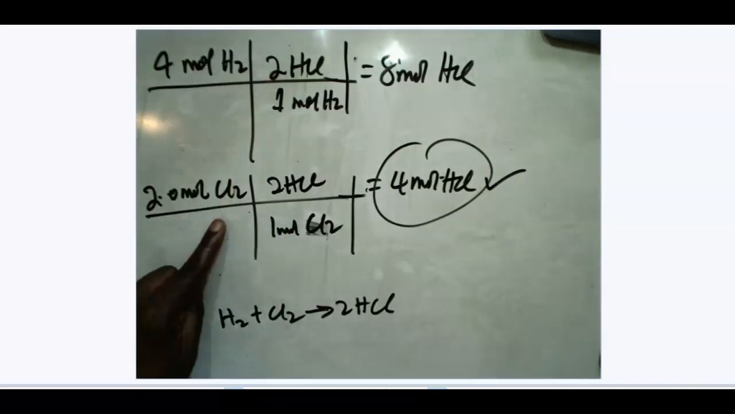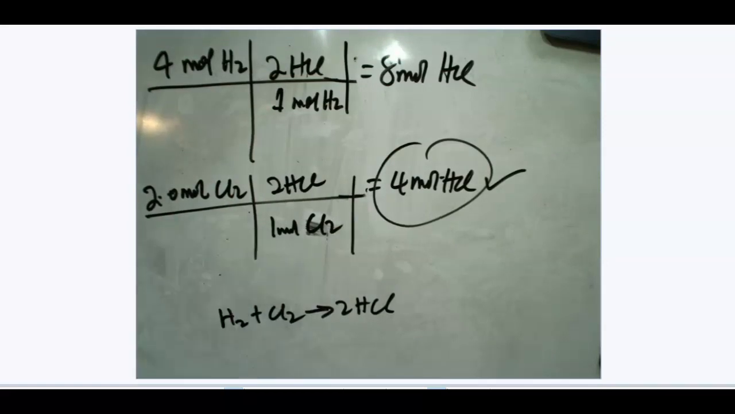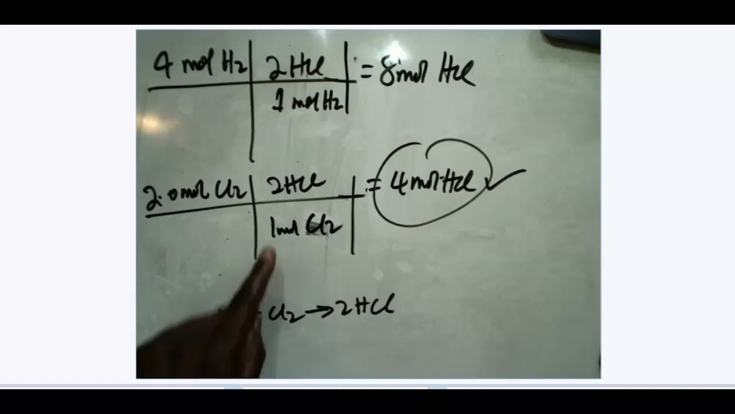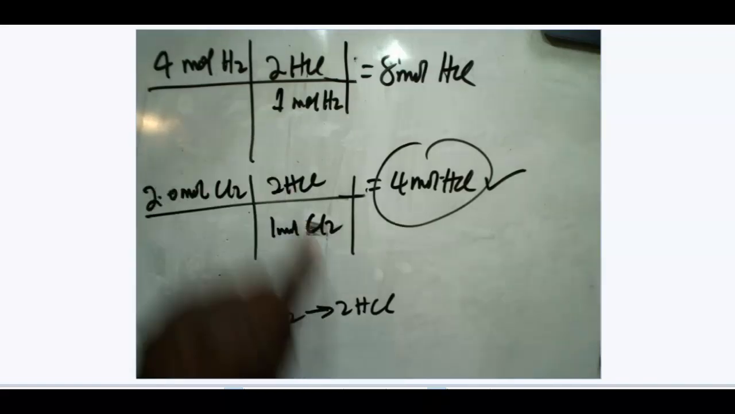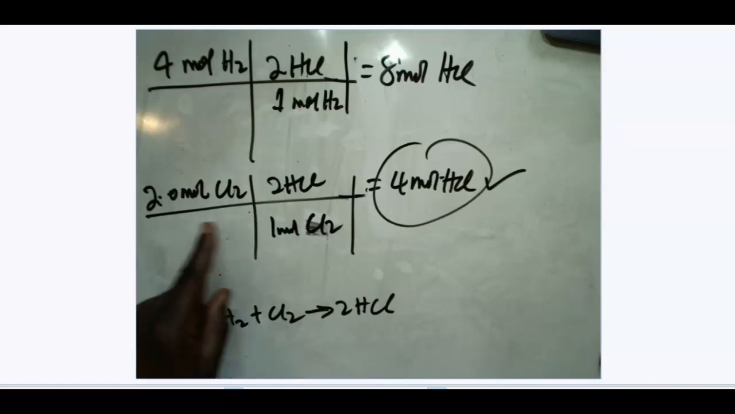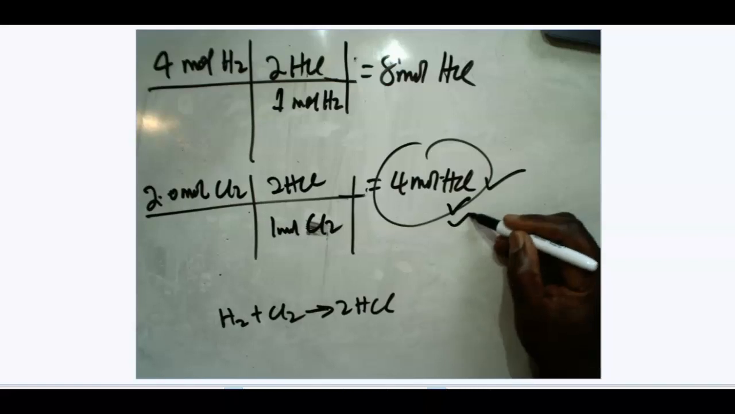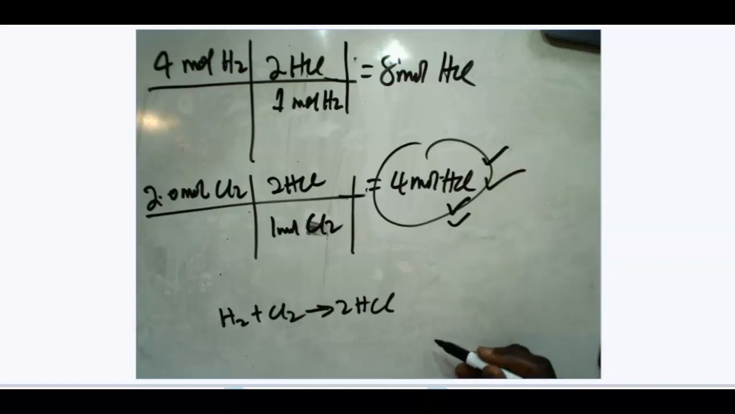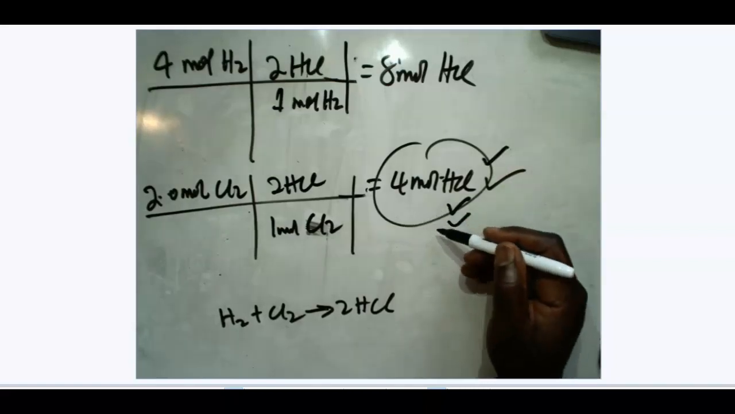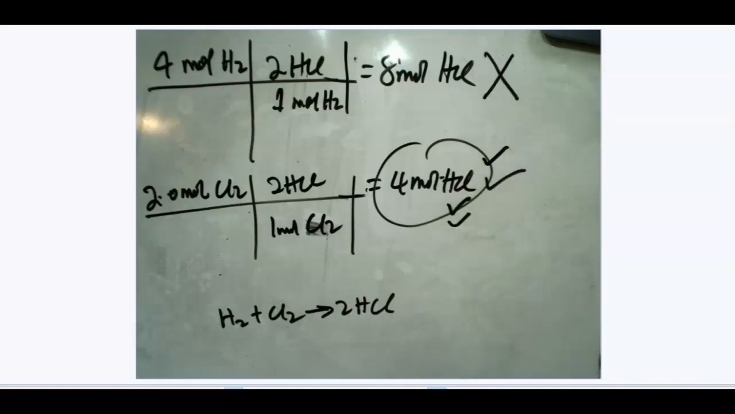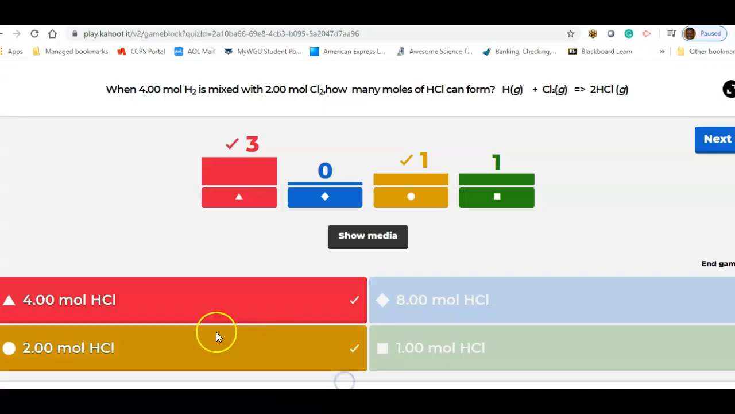When you use the chlorine, you are given 2 moles of chlorine. Balanced equation, 1 mole of chlorine at the bottom. You are producing 2 moles of HCl as a product. 2 times 2 is 4. It's because this is the smallest amount you can get. This is the amount you can produce. So your answer is supposed to be 4 mole of HCl. You cannot get this.